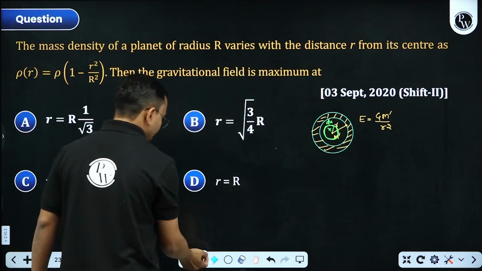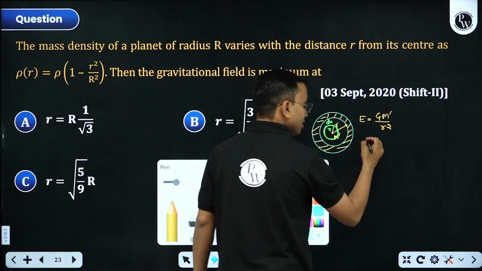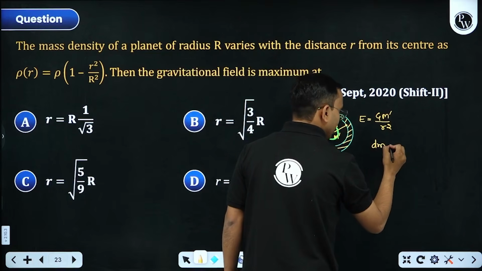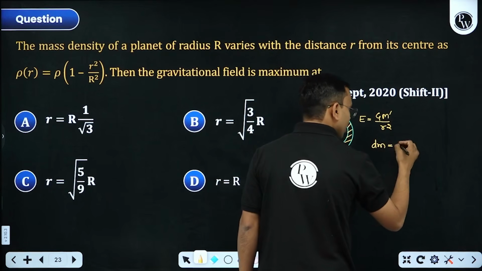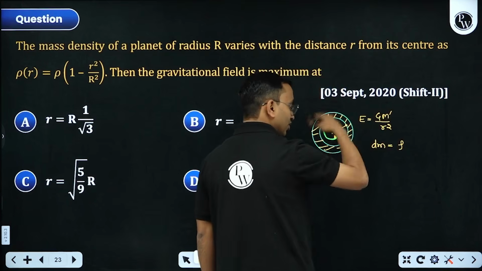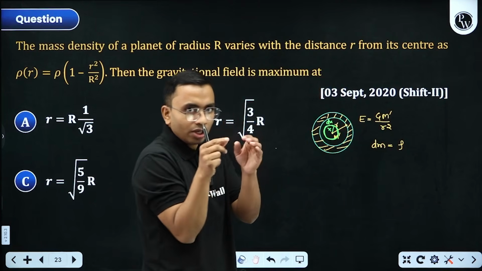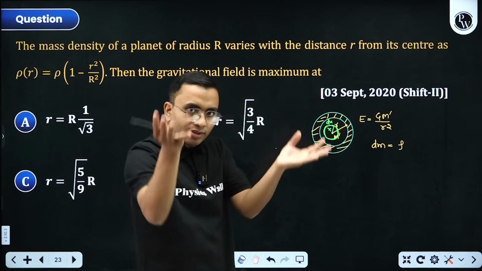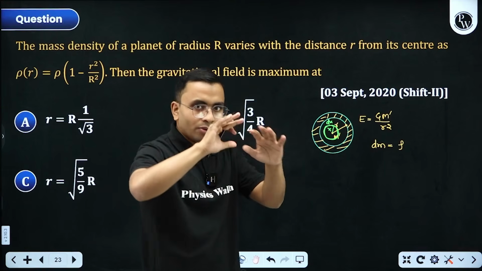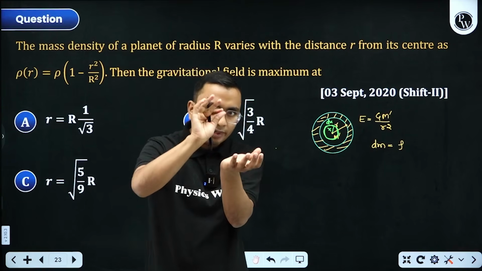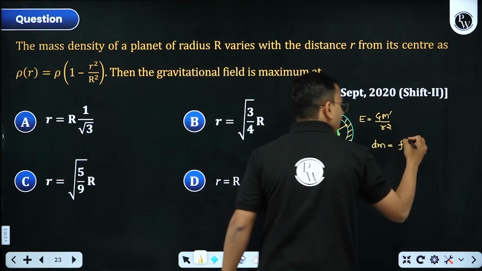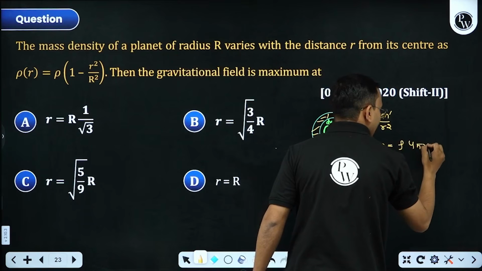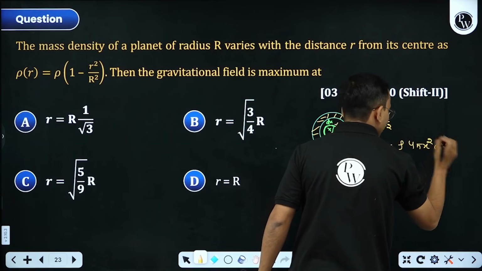So if I write the mass of this particular shell, that is my dm, dm will be the density there, that is rho, into the volume of this shell. How much will be the volume of this shell? 4 pi r square is the surface, 4 pi x square, the radius is x. Oh, 4 pi x square is the surface area into the thickness dx. So 4 pi x square dx.